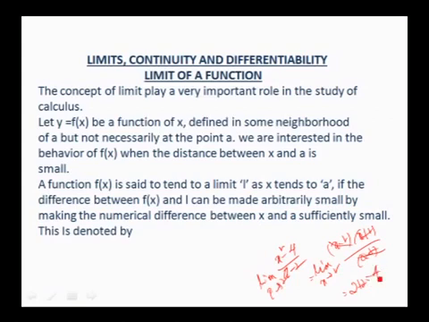So though f(x) is not defined at x = 2, I can extend the definition by using this limit operation. So the concept of limit plays a very important role.